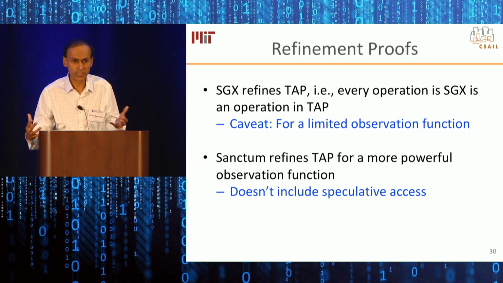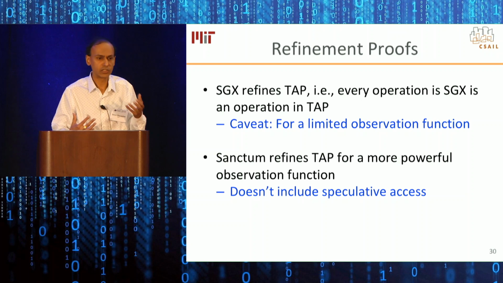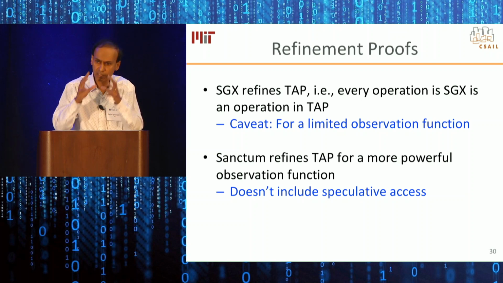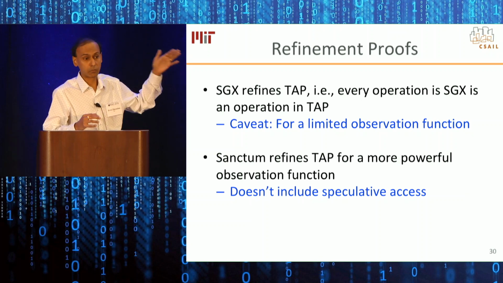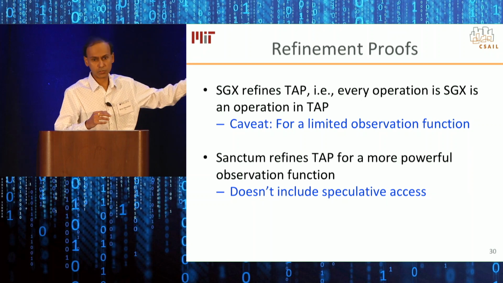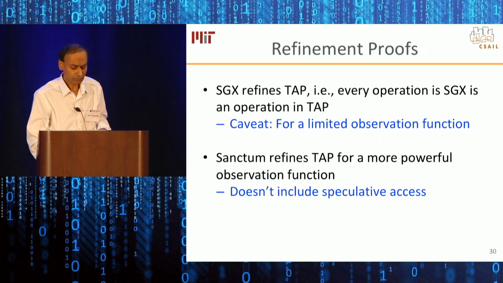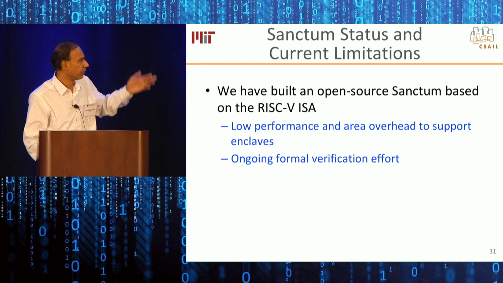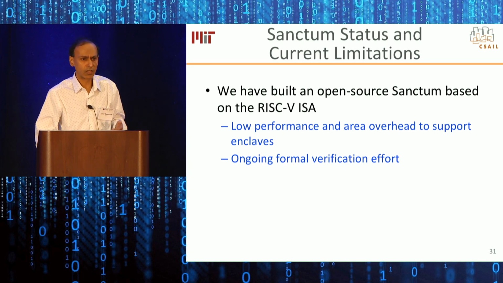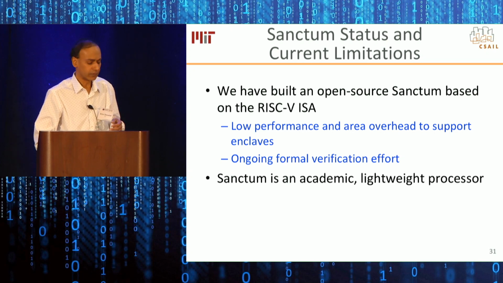So if you had ways of speculatively executing code, then the threat model would have to be different, and we wouldn't be able to do that proof for Sanctum, right? So we built Sanctum. It's essentially a RISC-V processor running on an Amazon FPGA. And as I mentioned, there's an ongoing formal verification effort.